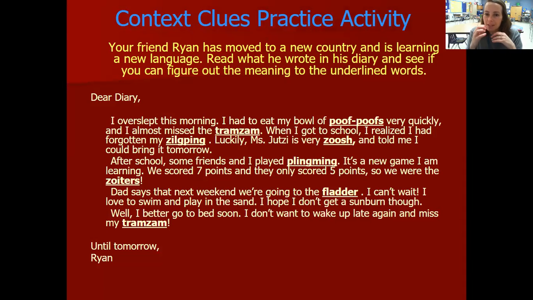Okay, so let's go back to that first silly word in the text, poof poofs. Could we use some context clues to help us figure out what poof poofs are? Okay, well, let's go back in the text and look at the words around it. First of all, it says, I overslept this morning. So this is happening in the morning, and he had to eat his bowl of poof poofs very quickly. Okay, I'm going to use my background knowledge here, and I'm going to use these clues to put this together to see if I can figure out what poof poofs are.